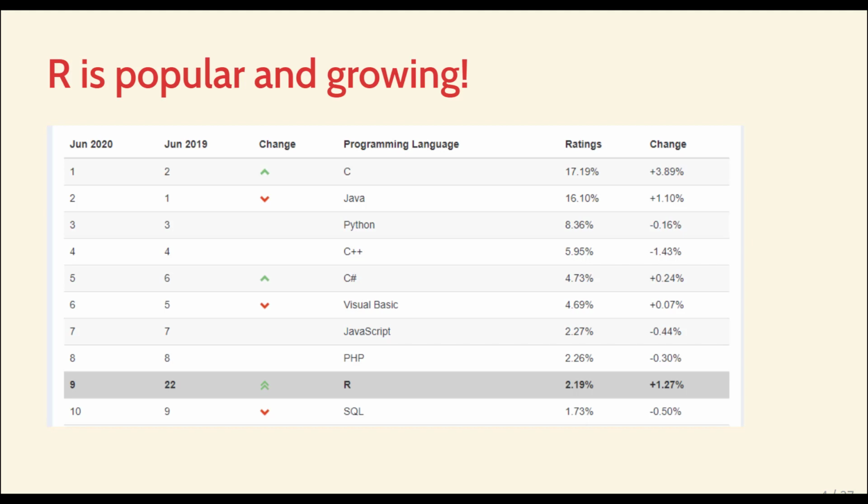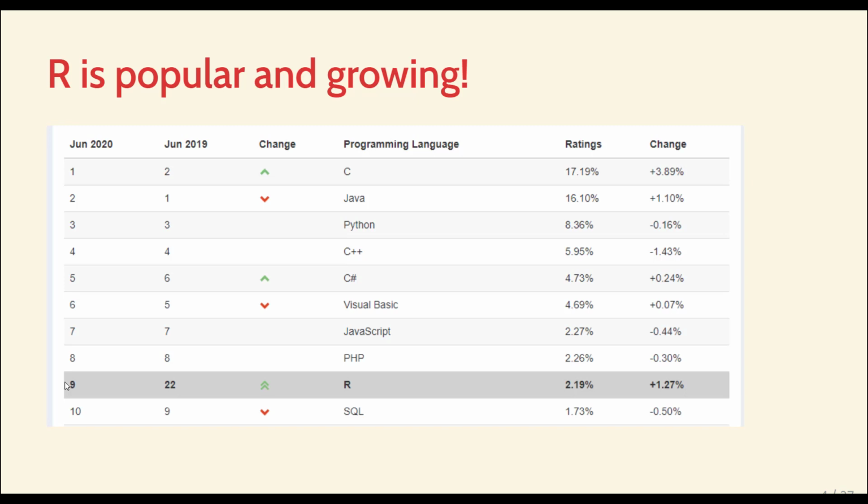And R is an incredibly popular language and it's growing. So here is a study from this year, the 2020 TIOBE study. TIOBE is the group that does this study. And we can see here that last year, in June 2019, R was the 22nd most popular programming language. But we can see that as of June 2020, it's the 9th. It's cracked the top 10. That is a huge increase. And it's up here with all the other languages that you probably hear about in programming classes: Python, Java, C, JavaScript. So it's definitely not obsolete.